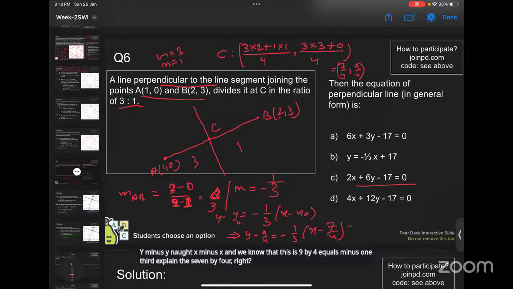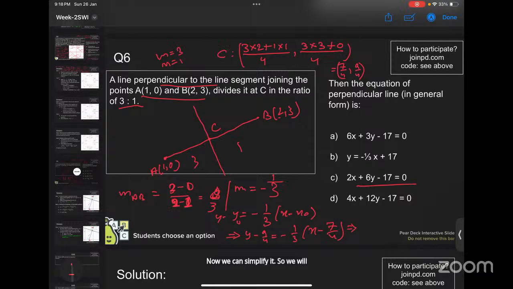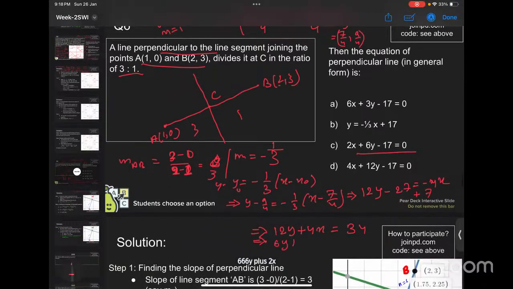Now we can simplify it. So we will get 12y minus 27 equals minus 4x plus 7, right? Then it will be 12y plus 4x equals 27 plus 7, which is 34. So we can take 2 as common: 6y plus 2x equals 17 will come. Hence the third option is correct.